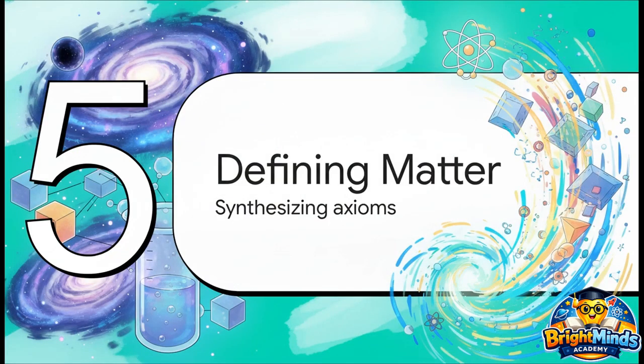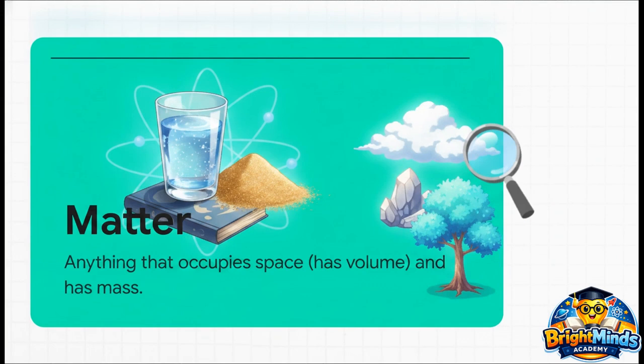Finally, we arrive at Section 5, defining matter. We have mass, we have volume. Let's synthesize all of these axioms to define matter itself. Please, write this down in capital letters in your notes. What is matter? Matter is absolutely anything that occupies space, meaning it has volume, and has mass. That's it. That is the golden rule.